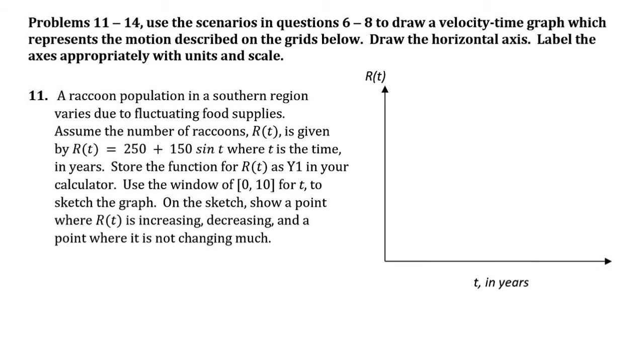Okay, in problems 11 through 14, you have these scenarios, and notice that it wants you to draw a velocity versus time graph, which represents the motion described in the grids below, and draw a horizontal axis. Label the axis appropriately with its units. So here, notice it does give you a graph. It's 250 plus 150 sine of t, where t is your time. And it tells you to store this function. You don't have to do that. That's some of the older stuff. So here, don't worry about that.